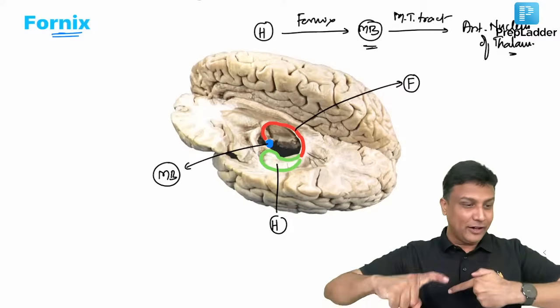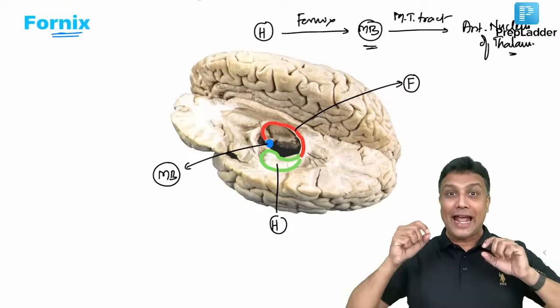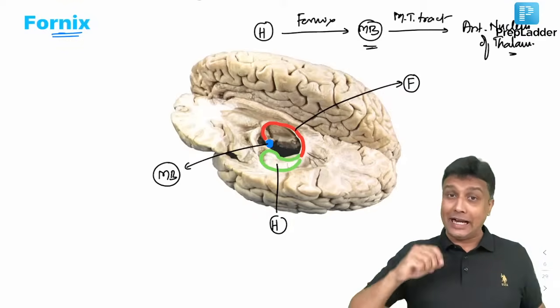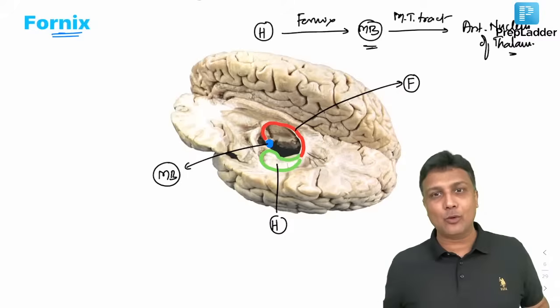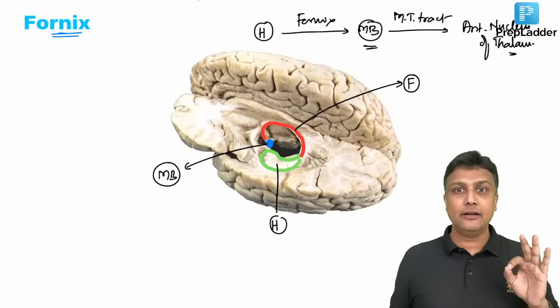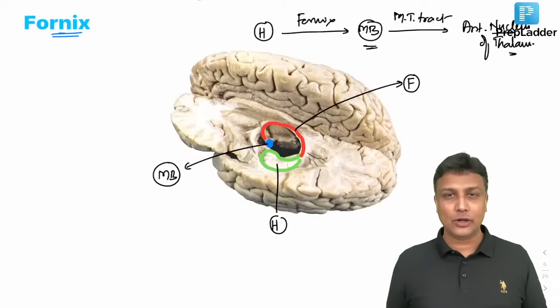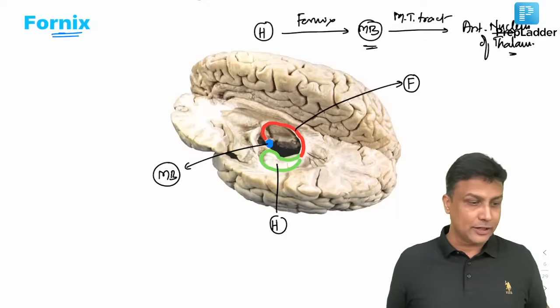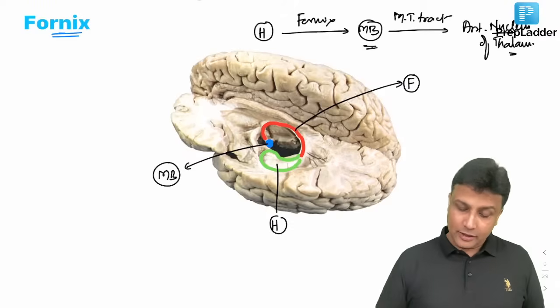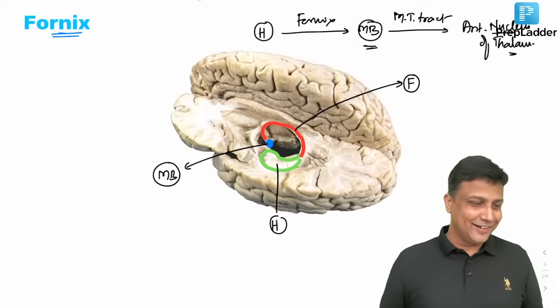The fornix is going to begin from the hippocampus, and then it is going to the mammillary body, and from the mammillary body, the mammillothalamic tract will be taking the information to the anterior nucleus of thalamus. Even this nucleus name was asked in your exam. Anterior nucleus of thalamus. Is it okay? Fine here. Next one.